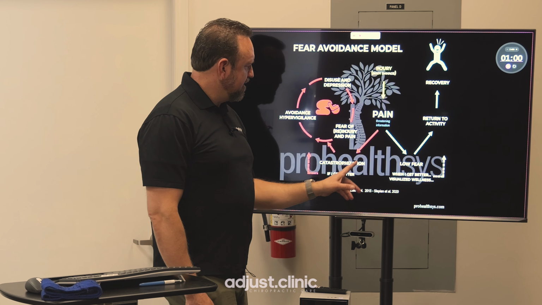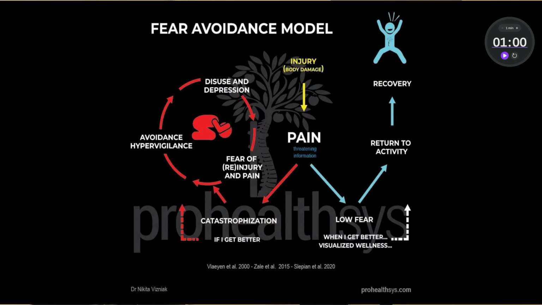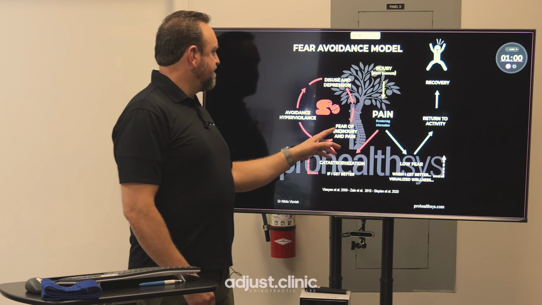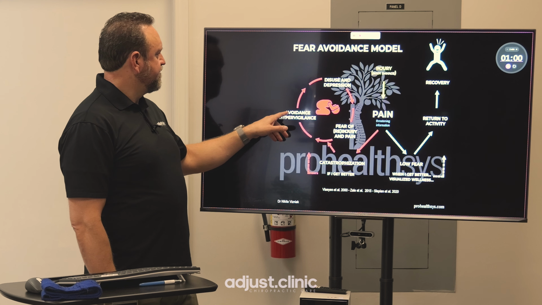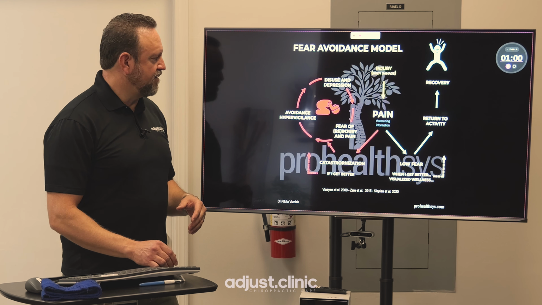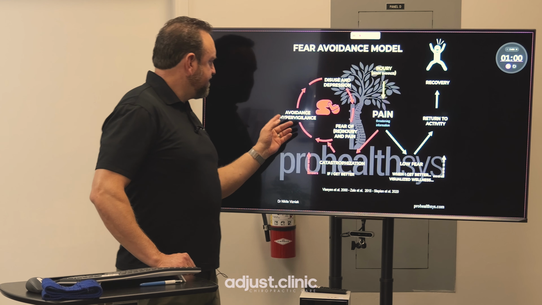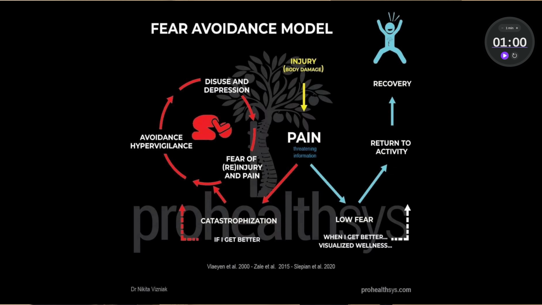This pain can become catastrophized. Catastrophization is when you overreact to what the pain is telling you, and this leads to fear avoidance, hypervigilance. You're avoiding any kind of movement because you are worried that you might re-injure yourself. Fear avoidance behavior is reacting too much, and this can lead to disuse.